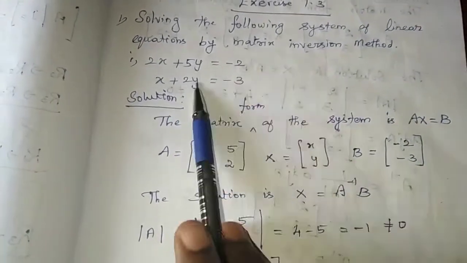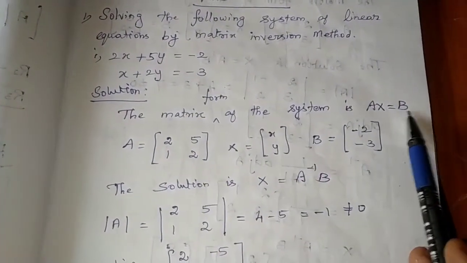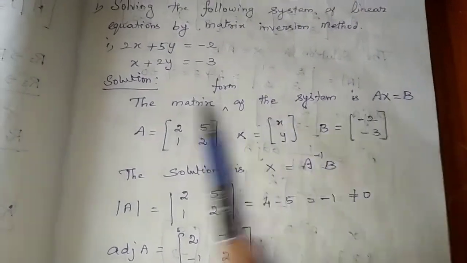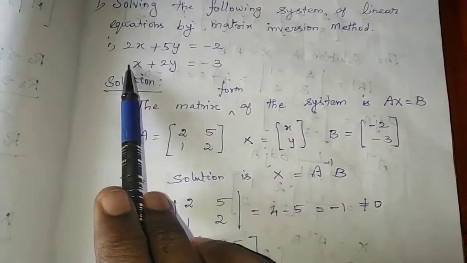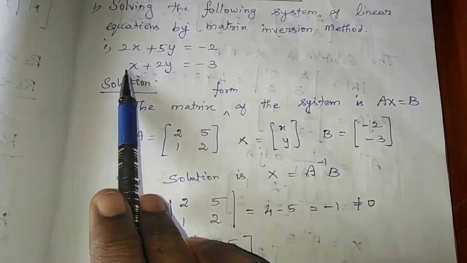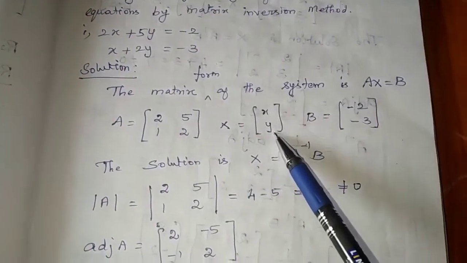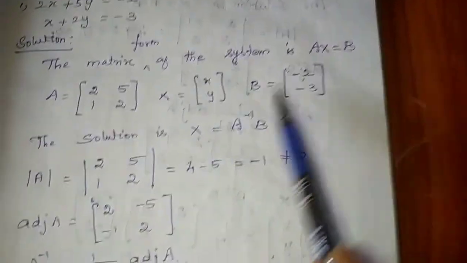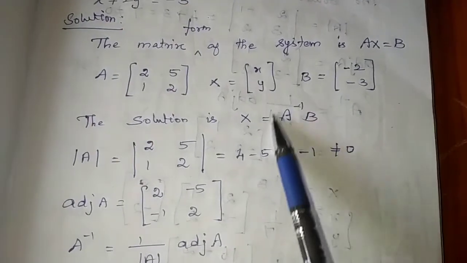Two equations are given. Now the solution: the matrix form of the system is AX equal to B. I will take A equal to the matrix 2, 5, 1, 2. Here no element means the entry is 1. X equal to the unknowns x, y. B equal to the constants minus 2, minus 3. The solution is X equal to A inverse B. We want to find A inverse.